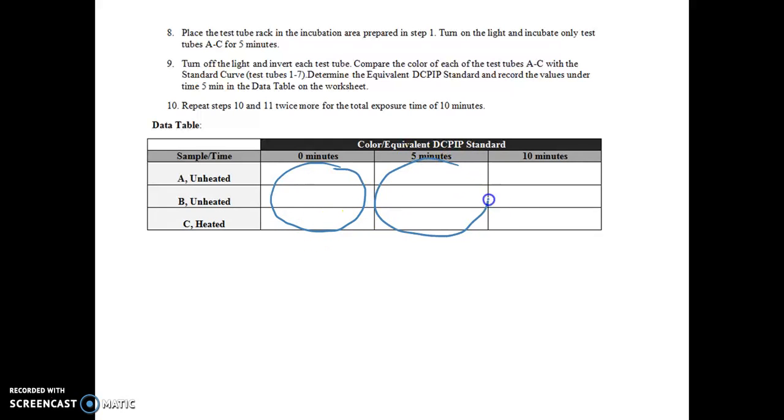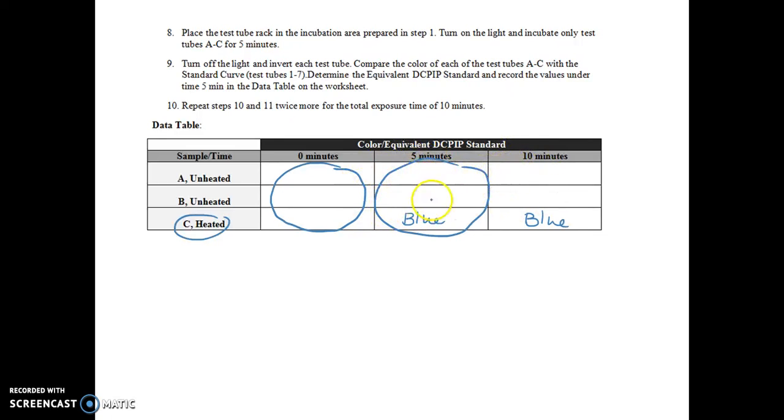After 5 minutes, you should start to see some clarity. This one's probably going to still be very blue. This one's probably still going to be very blue even after 10 minutes because these are heated. But these are unheated, so we might actually start to see some color change here.